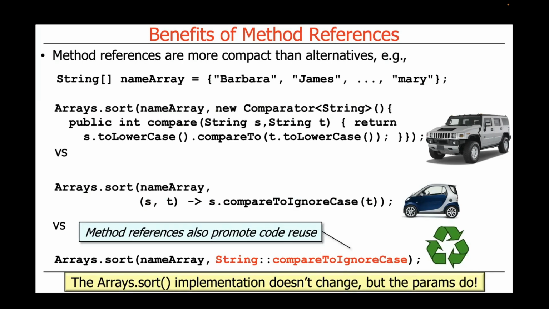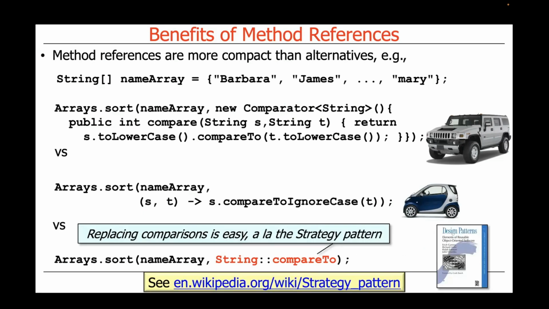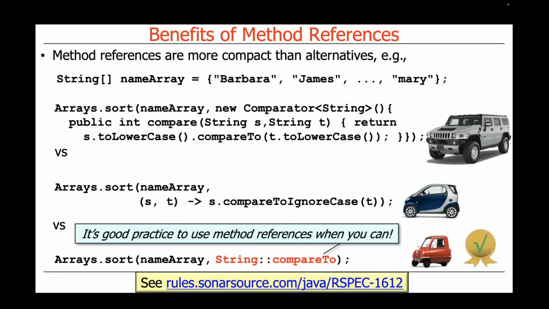Method references are also nice because they help to promote code reuse. Notice here how the sort implementation on the Arrays class doesn't change, but the parameters do. So here we have String::compareToIgnoreCase, but here we can change it to String::compareTo. And instead of doing a case-insensitive comparison, we're doing a case-sensitive comparison. And that is essentially the strategy pattern from the good old Gang of Four book, Design Patterns: Elements of Reusable Object-Oriented Software. So as a consequence, it's very good practice to use method references whenever you can.